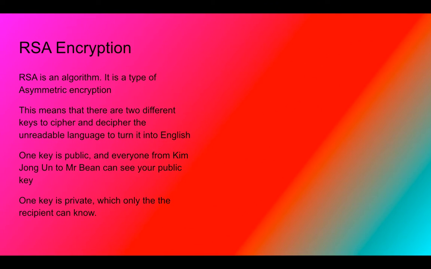So, what is RSA encryption? RSA is an algorithm. It is a type of asymmetric encryption. This means that there are two different keys to cipher and decipher the unreadable language to turn it back into English. One key is public, and everyone from Kim Jong-un to Mr. Bid can see your public key. One key is private, which only the recipient can know.